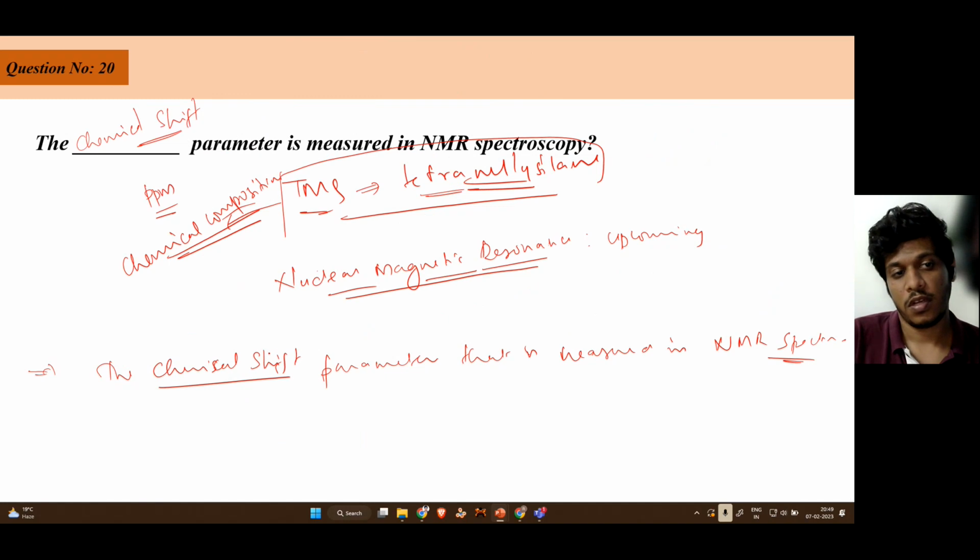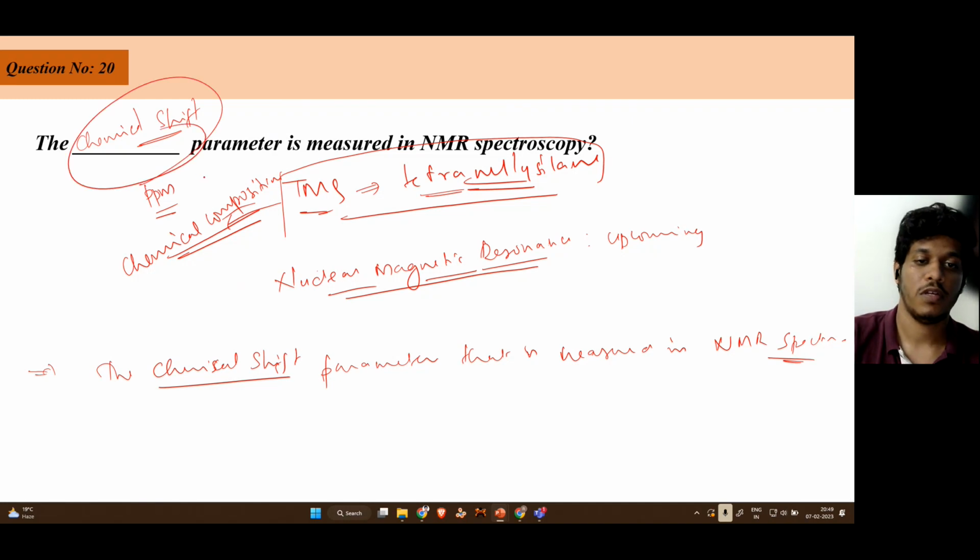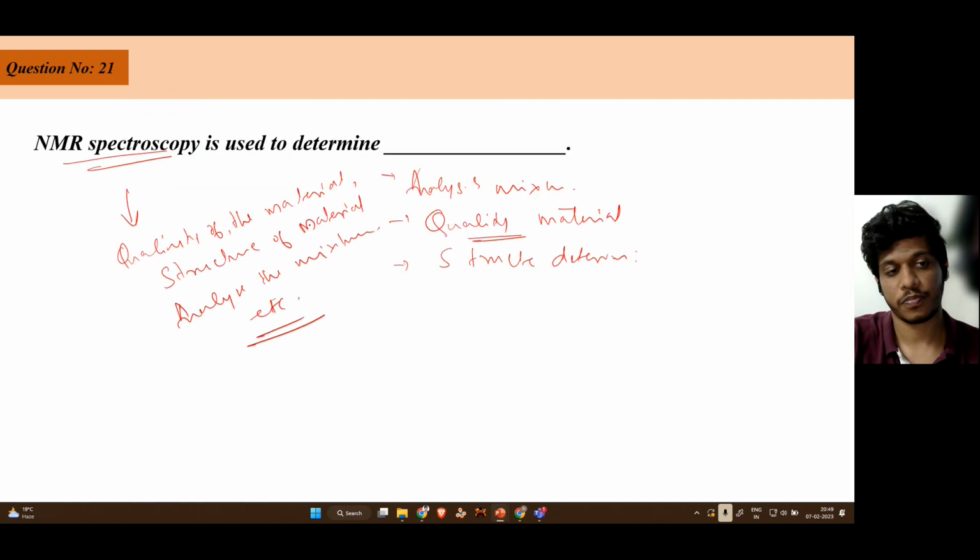Now, the next question was, the dash parameter is measured in NMR spectroscopy, and the answer was chemical shift. So we measure this chemical shift, and that can be used to understand the chemical composition of the material.